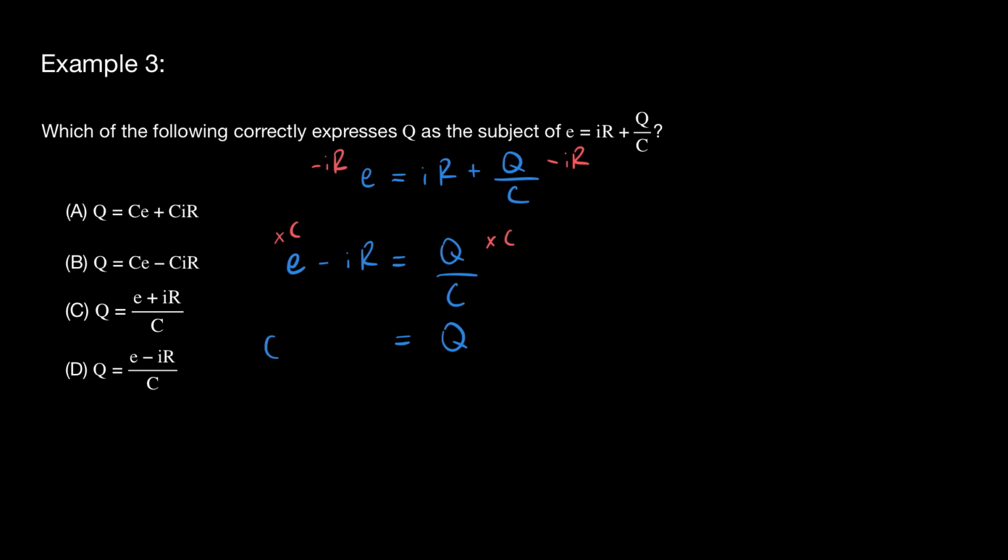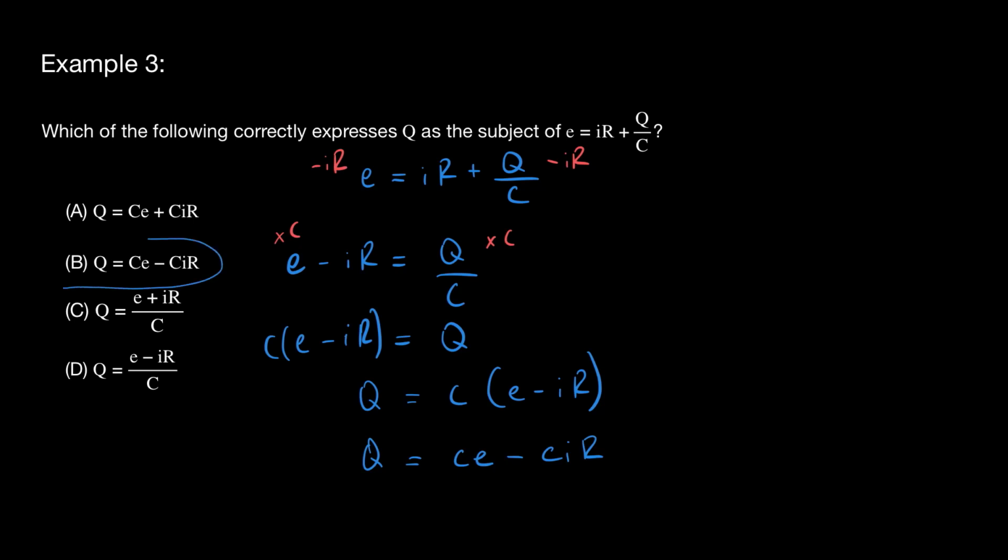That'll equal Q, so it'll be C or Q equals C times E minus IR. Now we can look if one of those is a solution, and it's not, so I might expand out. Q equals CE minus CIR, and if I have a look there, it looks like it is going to be the second one. So the solution is going to be B.